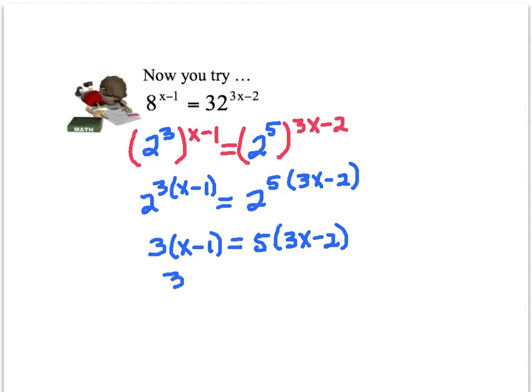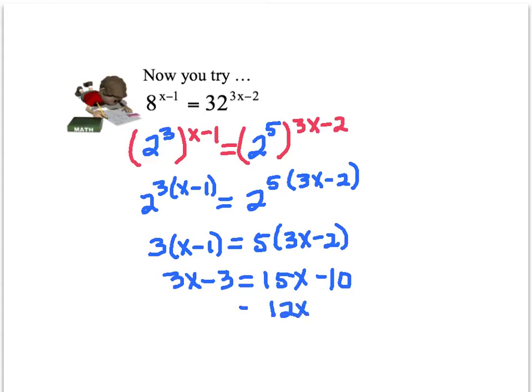3x minus 3 is equal to 5 times 3, which is 15x minus 10. Let's subtract 3x from both sides. And so 15x minus 3x will give me 12x.